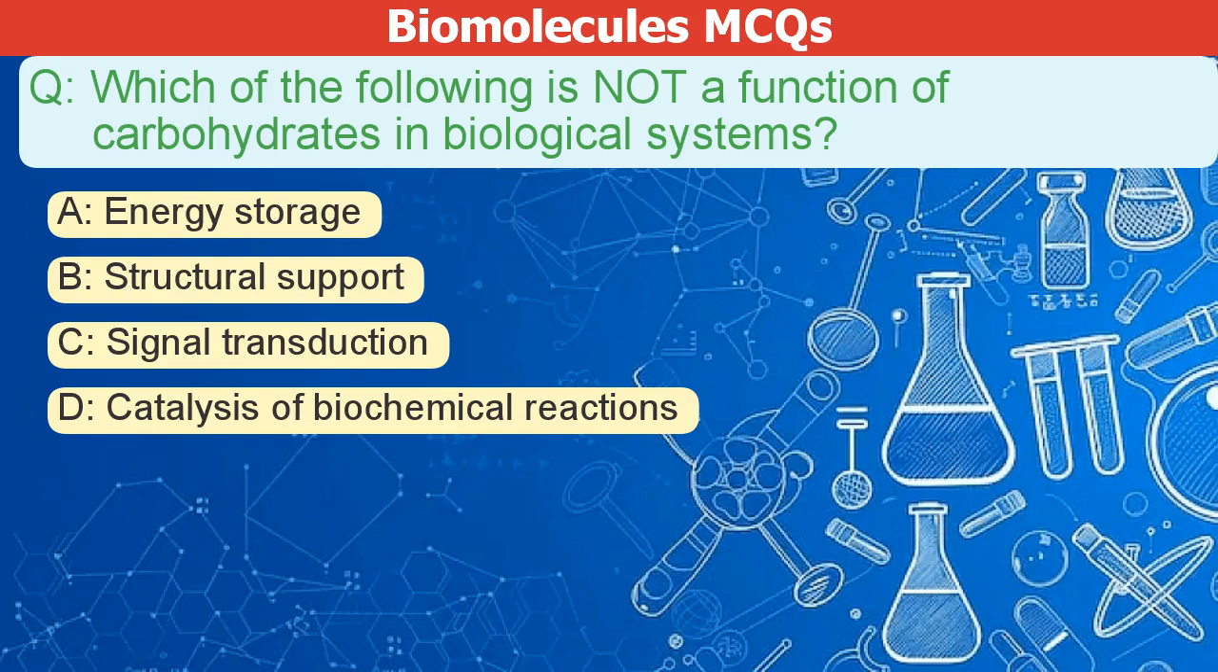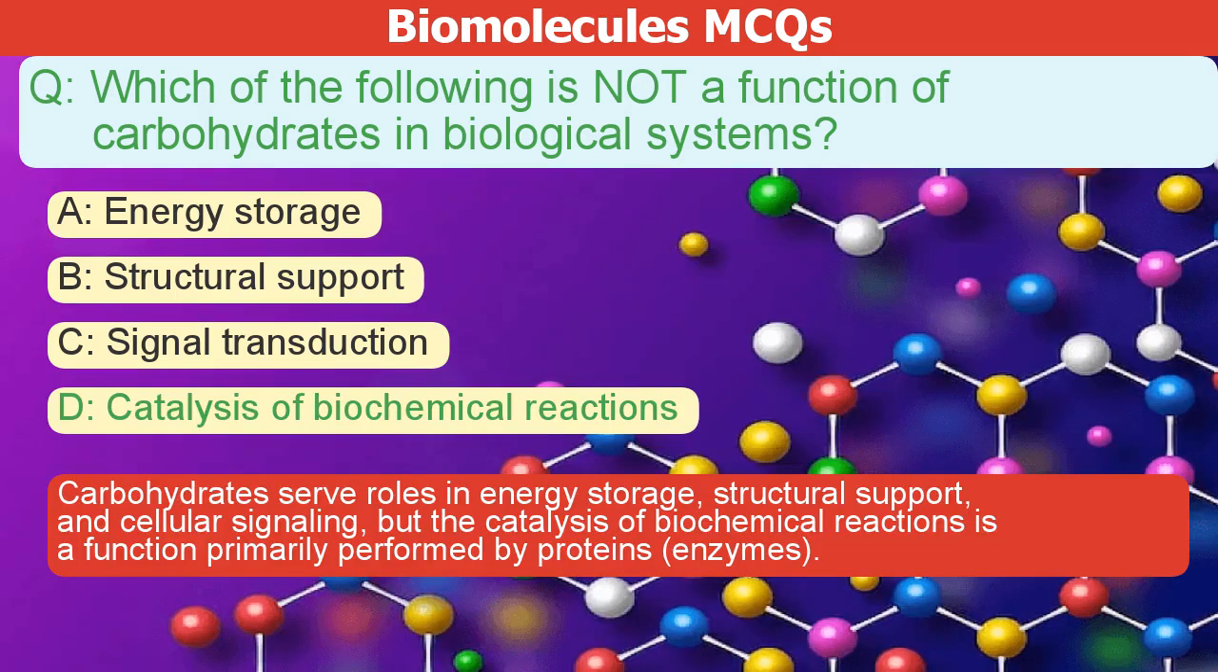Which of the following is not a function of carbohydrates in biological systems? A. Energy storage. B. Structural support. C. Signal transduction. D. Catalysis of biochemical reactions. The correct answer is D. Carbohydrates serve roles in energy storage, structural support, and cellular signaling, but the catalysis of biochemical reactions is a function primarily performed by proteins, enzymes.